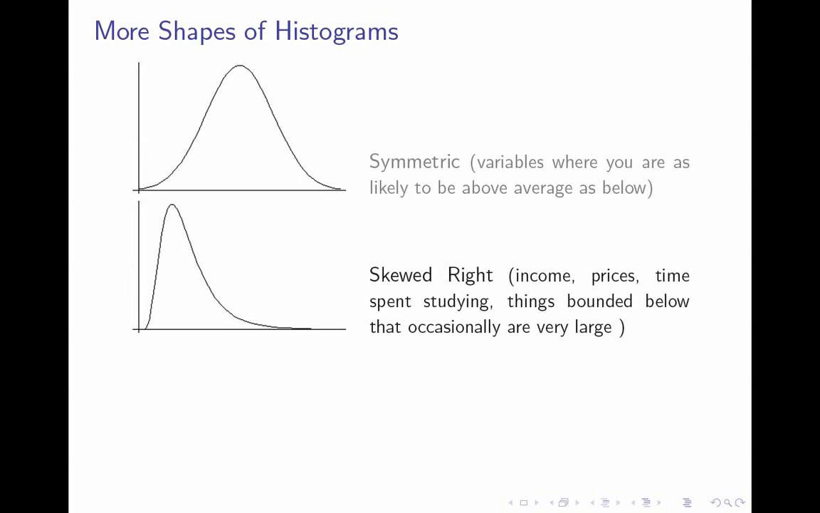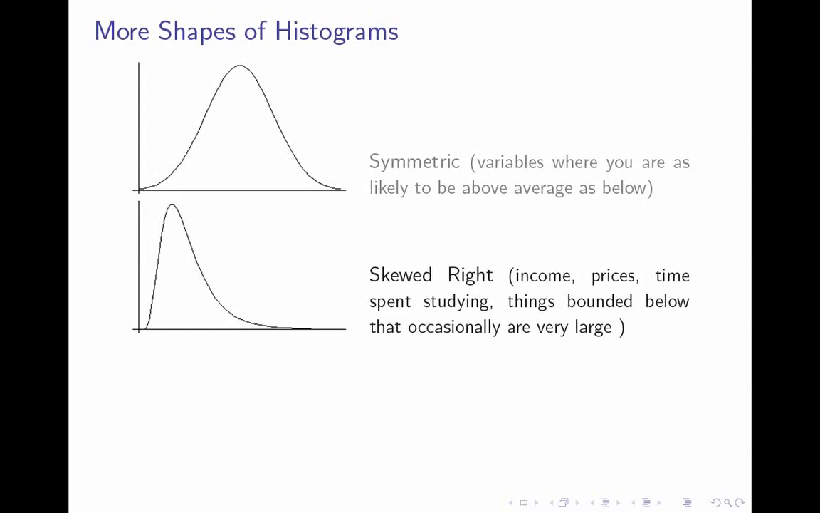Income and prices, pretty much anything to do with money, will probably be skewed right. The time spent studying or exercising or doing all sorts of tasks tends to be skewed right. Lots of other things. What makes data skewed right? Typically, it's when there's some lower bound that you can't get lower than, which is not too far from the typical data. You can't have an income less than 0, and 0 is not that far from the typical value, but it's possible to have something much bigger than the typical value. There's no upper bound.